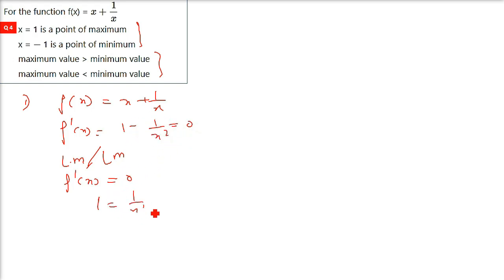This is 1 equals 1 by x square, so x will be equal to plus minus 1. Now in this question it is not specified whether x is positive or negative, so we have to take both values, x equals plus 1 as well as x equals negative 1. Next will be the double differentiation of 1 minus 1 by x square.